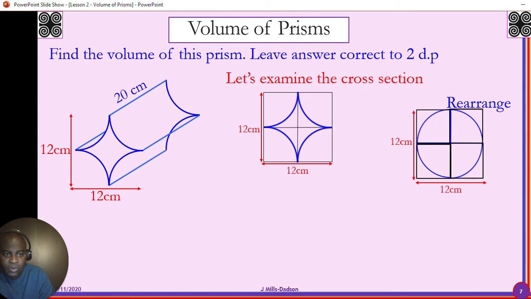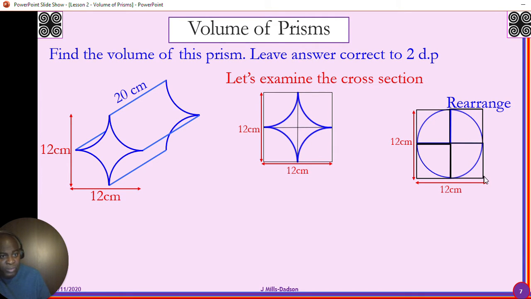Okay, so what I see here is a circle that fits inside a square. Right. Now let's examine something here. 1, 2, 3, 4. It's exactly what you see here. 1, 2, 3, 4. So if I manage to work out the area from this side, it will be the same as the area of the cross section.